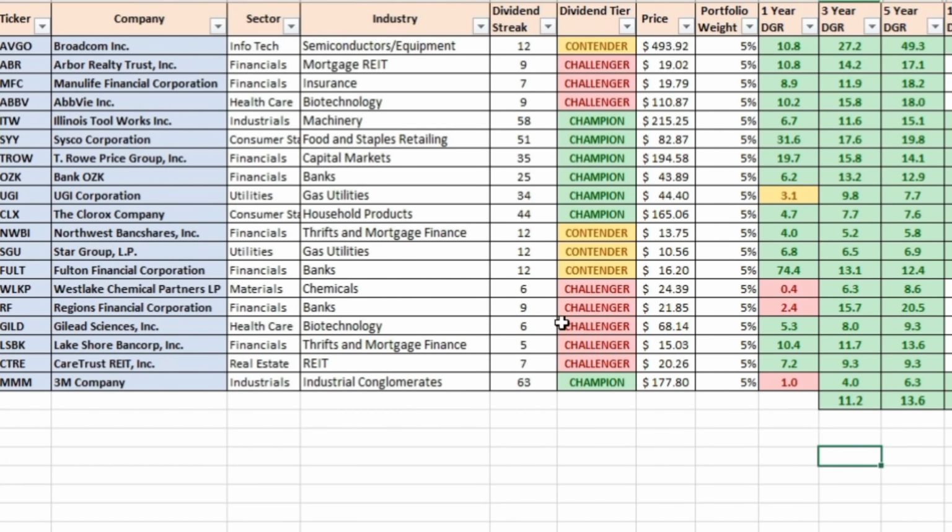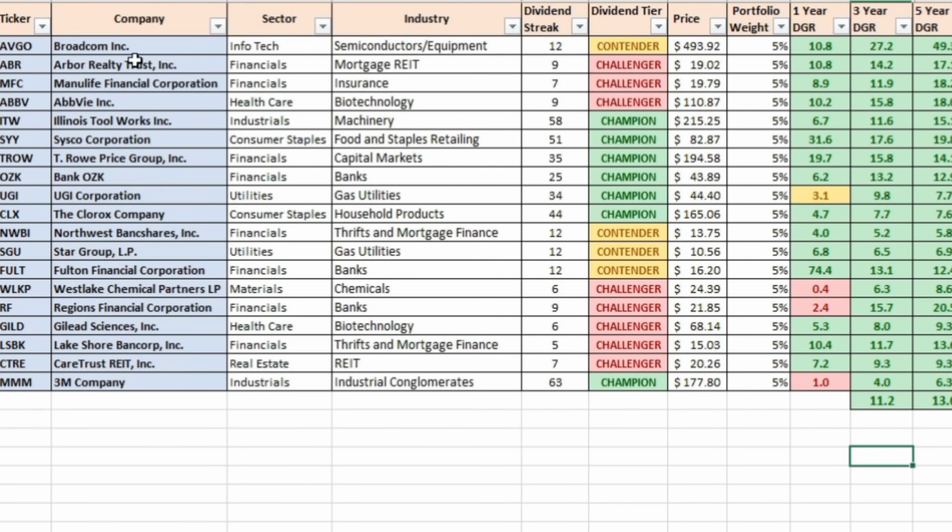All right, guys, so here are the stocks we ended up landing with. We've got Broadcom, Arbor Realty Trust, Manulife Corporation, AbbVie, Illinois Tool Works, Cisco Corporation, T. Rowe Price Group, Bank OZK, UGI Corporation, the Clorox Company, Northwest Bancshares, Star Group, Fulton Financial Corporation, Westlake Chemical, Regions Financial, Gilead Sciences, Lakeland Bancorp, CareTrust REIT, and 3M Company.